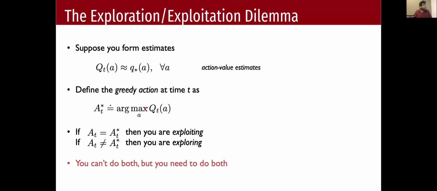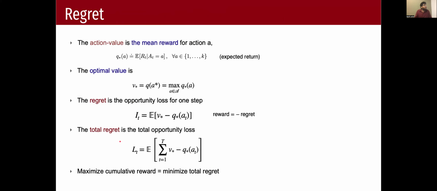If you choose the best action, that means you are exploiting. So you just directly choose the best action. And if you don't choose the best action, that is, At is not equal to A star t. Here A star means optimal action, and optimal means the best action. So you can't do both, but you sometimes need to do both. But in reality, you can't do both.